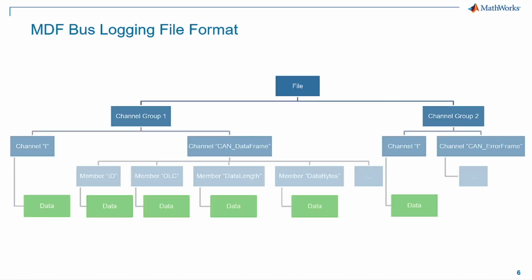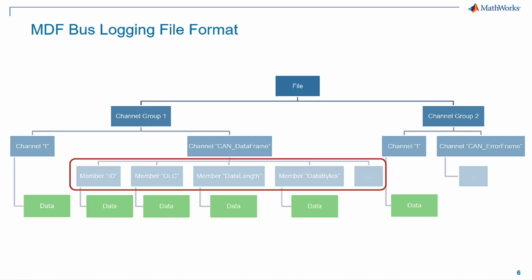If you recall the file structure diagram a few slides back, here is a slightly altered version showing when the file contains CAN bus traffic. The difference here is an additional layer because CAN data frame is a structure channel with members.